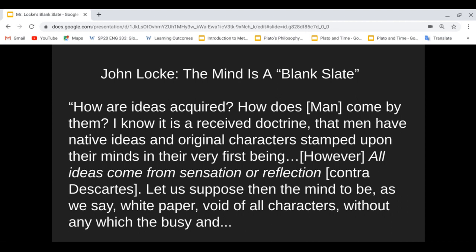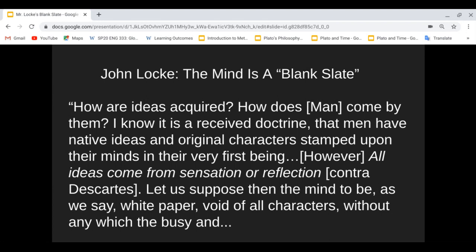Okay, so Locke is going to say that the mind is a blank slate. This is one of his most important doctrines, which is articulated in opposition to the Cartesian doctrine of the innate idea. How are ideas acquired, Locke asks? How does man come by them? I know it is a received doctrine that men have native ideas and original characters stamped upon their minds in their very first being. Again, we saw that in Plato, so it is a received doctrine, not just Descartes. It was long before Descartes.